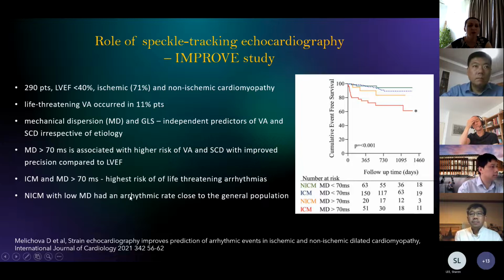The highest arrhythmic risk was registered in the group of ischemic cardiomyopathy and mechanical dispersion more than 70 milliseconds. And another important finding was that the non-ischemic cardiomyopathy patients with low mechanical dispersion had an arrhythmic rate close to the general population.